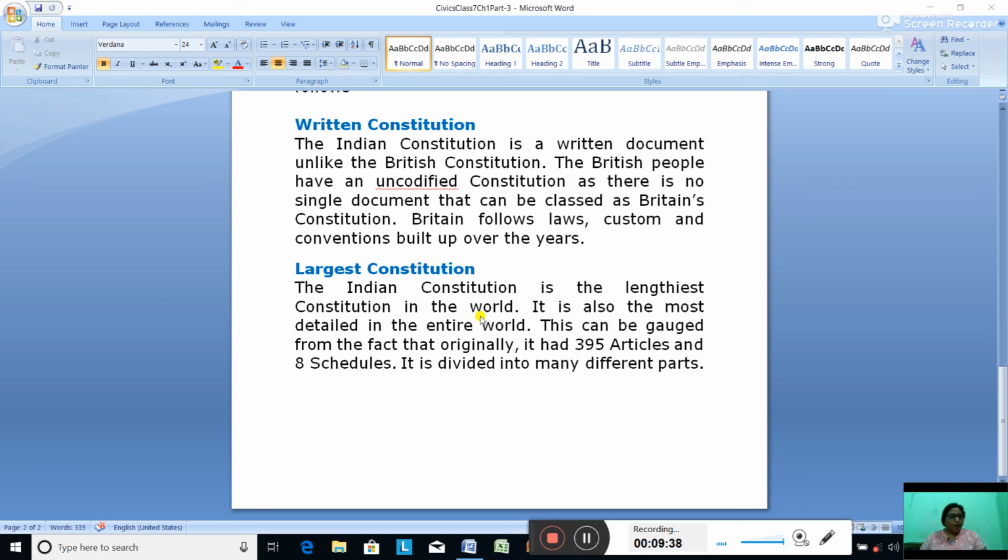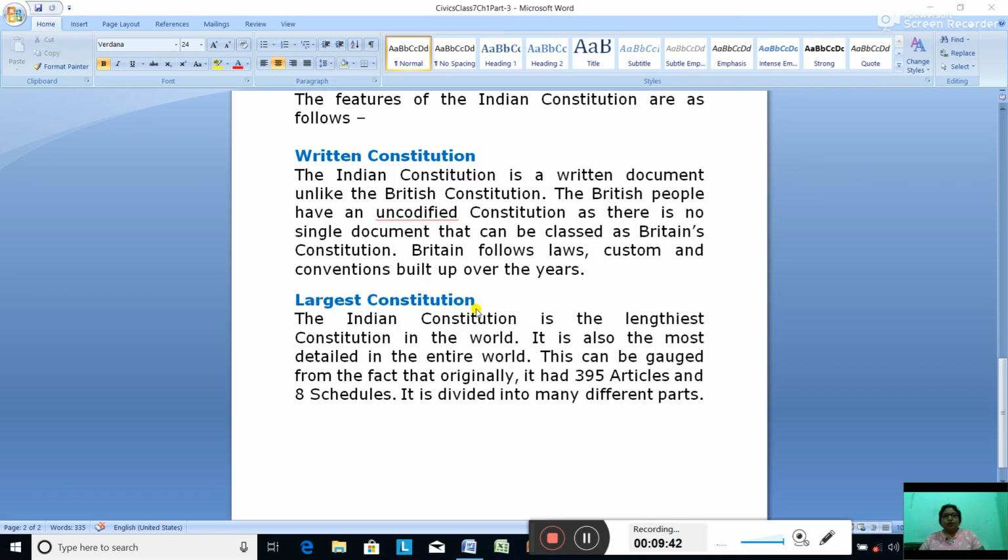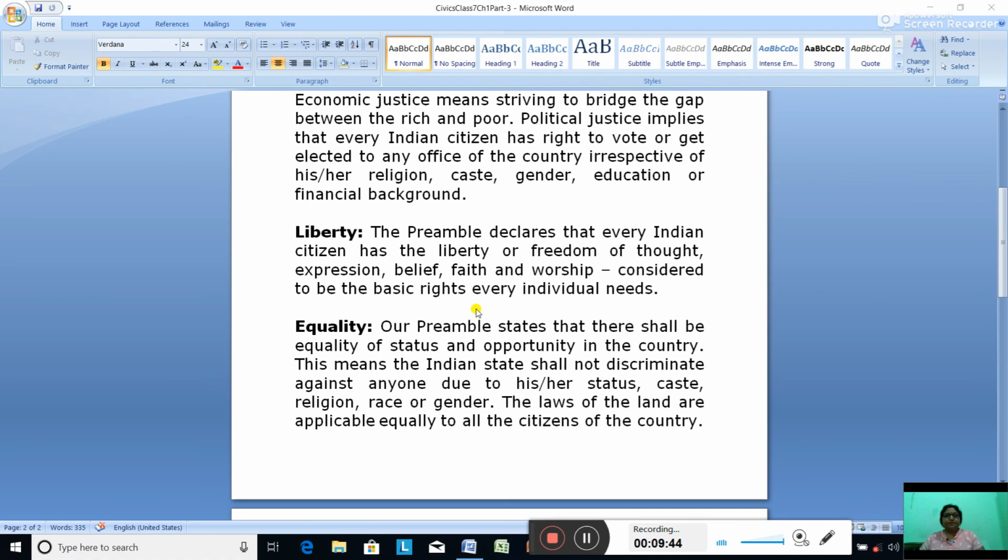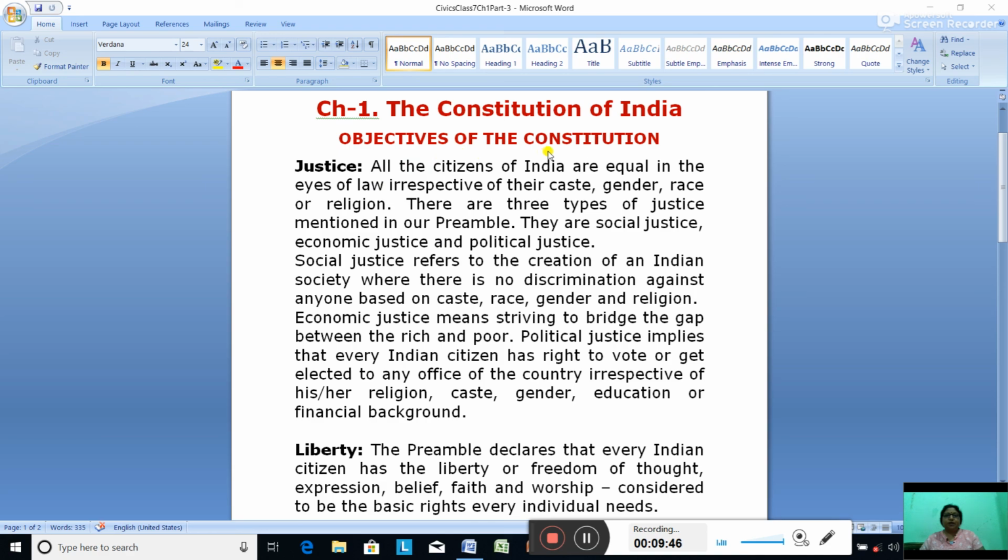Okay, so we'll be doing other features in the next video. So in today's class we completed objectives of the constitution and some of the features of the constitution of India.